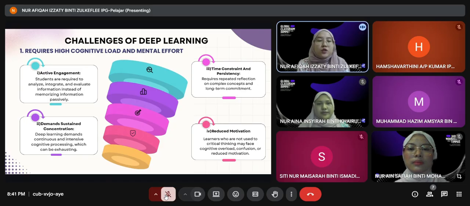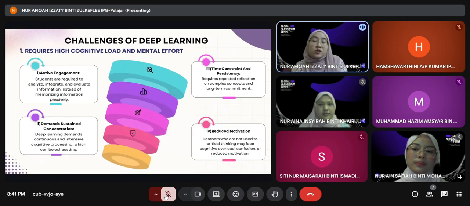And learning deeply requires reflection, critical analysis, which at the end of the day, can somehow feel exhausting or overwhelming, especially when you try to understand complex or unfamiliar materials. And we cannot deny that when it comes to it, it requires sustained concentration.